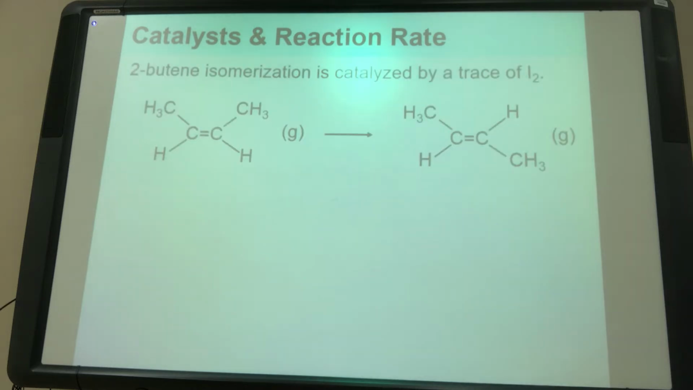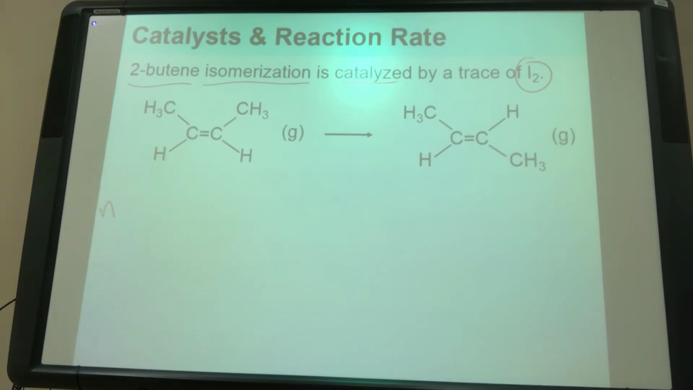All right, so let's look at this. So this is 2-butene, and we're gonna do the isomerization of this. And it's gonna be catalyzed by I2. If you don't know what this is or this is, that's fine, okay? Just we're doing a reaction. The reaction is catalyzed by I2. That's all you need to know.